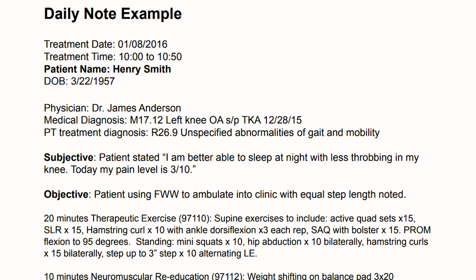All right, here's an example of a daily note. It doesn't have to be long, but it needs to include the components that relay the skill that you provided during the session. In the subjective section, we're going to be looking at things like their pain level that day, functional abilities or limitations, or areas of improvement or continued difficulty. It's helpful to use patient quotes on how they're feeling, so try to integrate that into subjective statements if possible. Here's an example. The patient stated, "I'm better able to sleep at night with less throbbing in my knee. Today, my pain level is 3 out of 10."